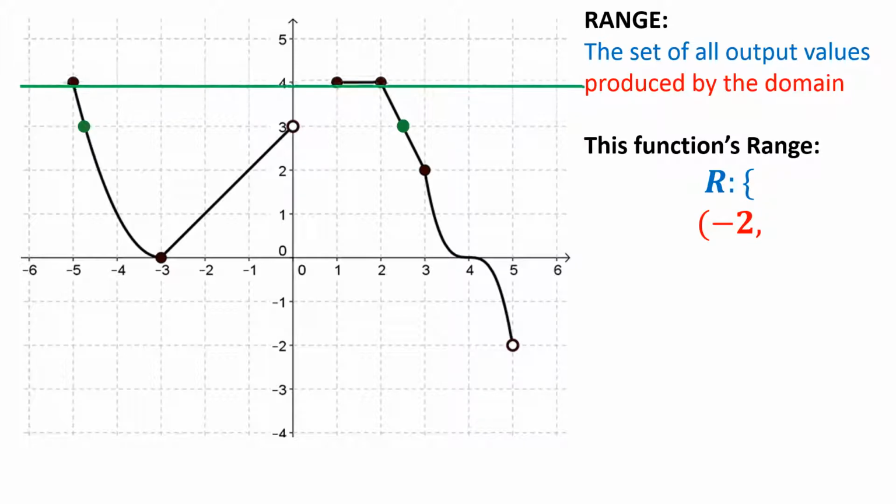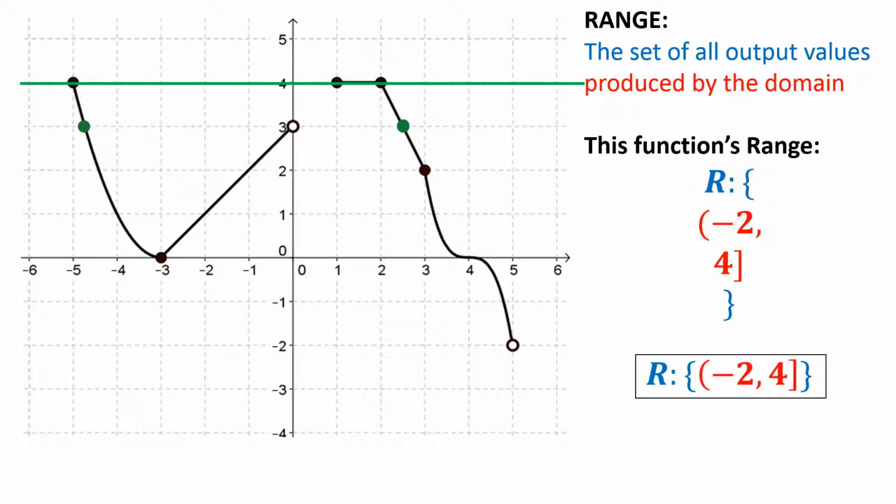I'm going to continue on upward, and it looks like y equals 4 is going to be the end of my range. And because I do have points at y equals 4, I'm going to use the square bracket. I'm going to close my set and write my range as you see on the screen.